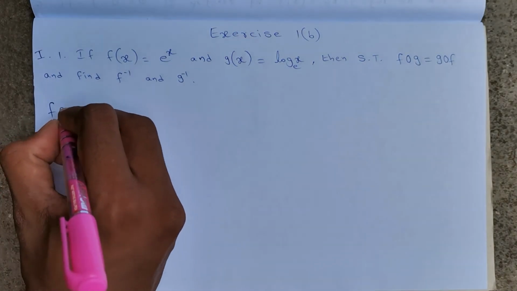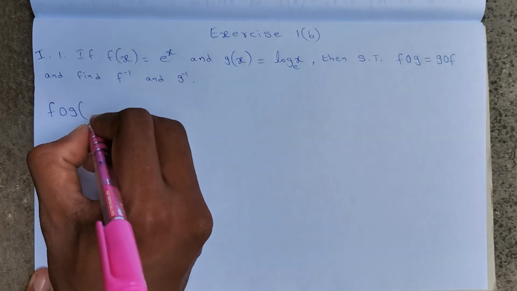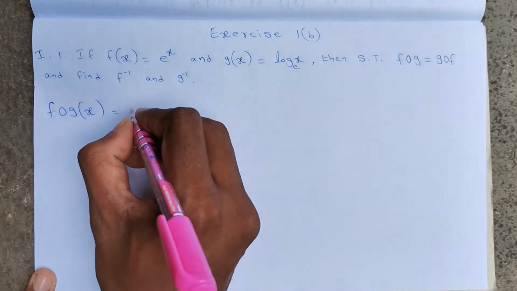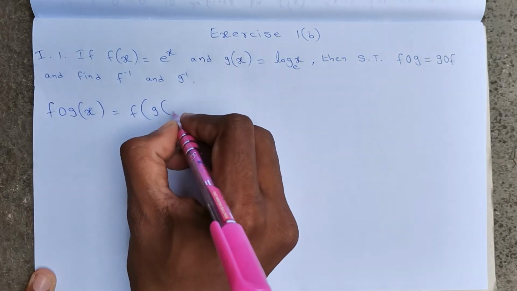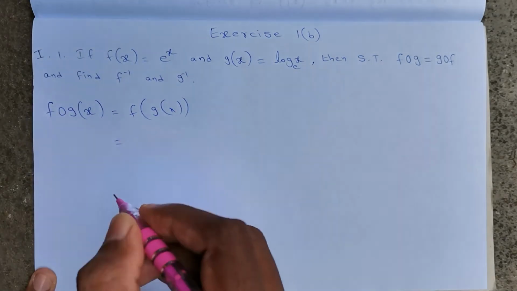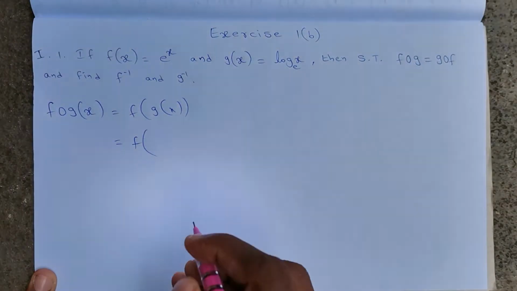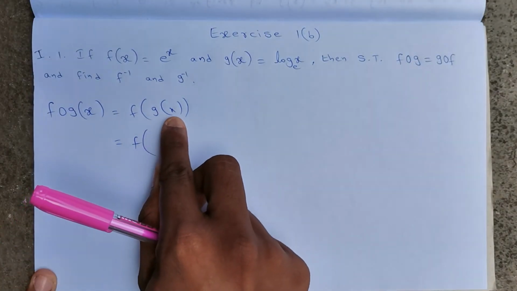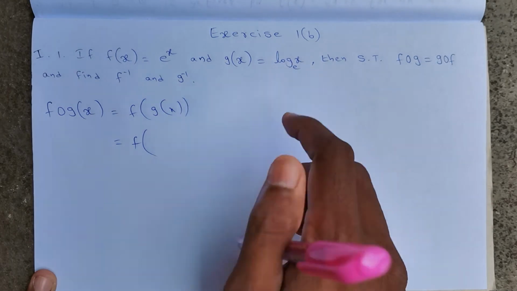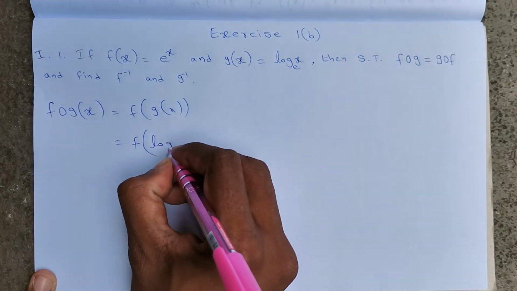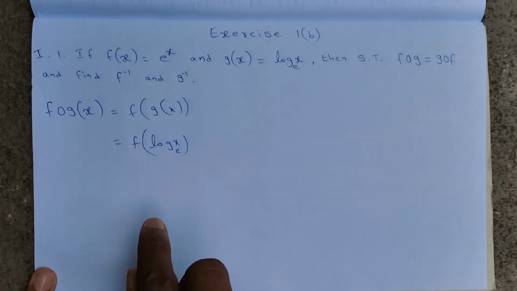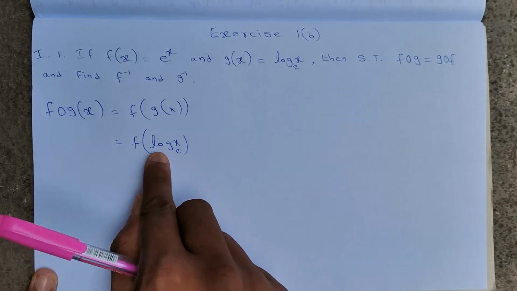First I am finding f of g. So here f of g is nothing but f of g of x. It can also be written as f of g of x. So now, what is the value of g of x? g of x is log x base e. Now we need to find the value of f of log x base e.